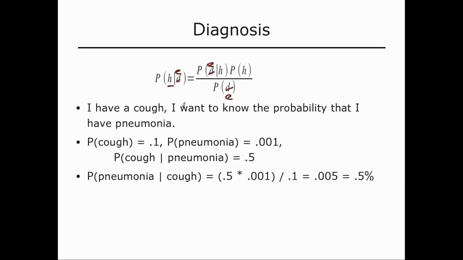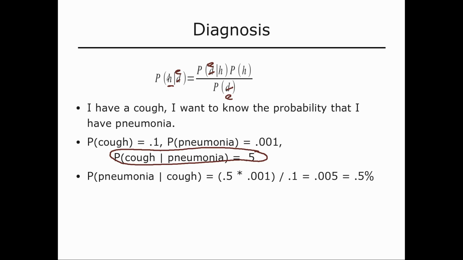Evidence. Our evidence represents some information about the symptoms that we are observing in this patient. It turns out that we sort of know what pneumonia does to people. We understand the causal relationship between pneumonia and the symptoms that we observe. So it's easy for me to know that the probability of someone having a cough if they have pneumonia is 0.5. Almost everybody who has pneumonia has a cough, or half the people who have pneumonia have a cough.